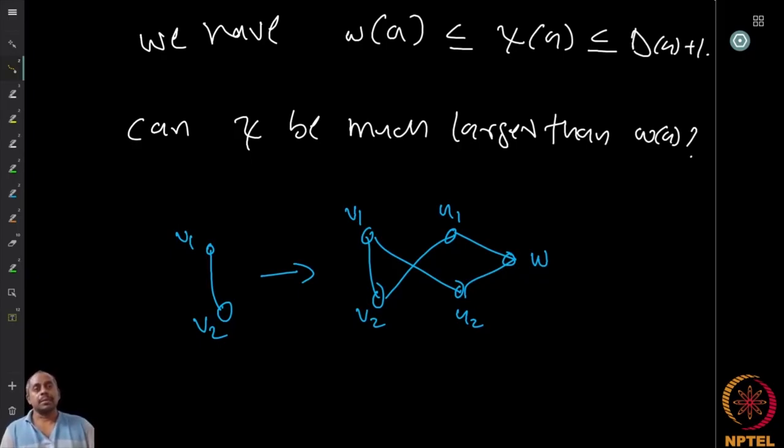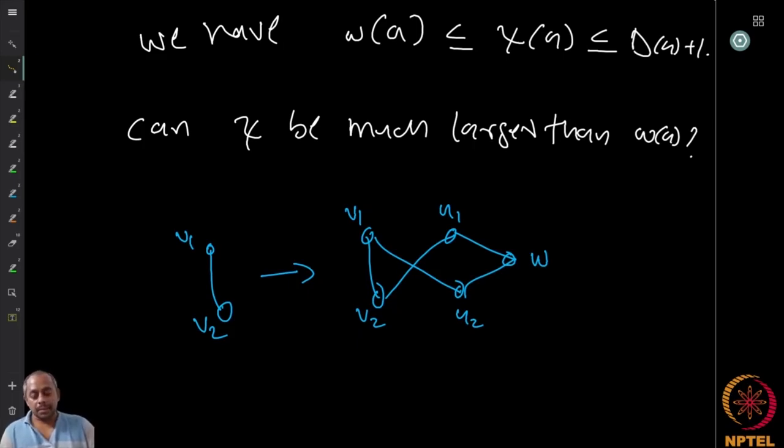Now, how do you show this? To show that the chromatic number is increased by 1, we have to first show that there is a coloring with one more color, and we have to show that there is no coloring with the chromatic number of G many colors. Okay, so how do I do that? Here is an idea. Let us first show that with K plus 1 colors the coloring is possible.